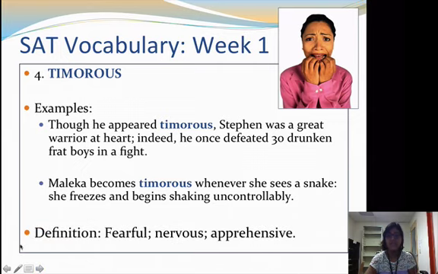Timorous means fearful, nervous, or apprehensive. Copy down that definition and try to use the word timorous in your notebook. For instance, this woman biting her nails is very timorous. Once you've completed your original sentence, you can move on to the next word. Otherwise, pause the video.